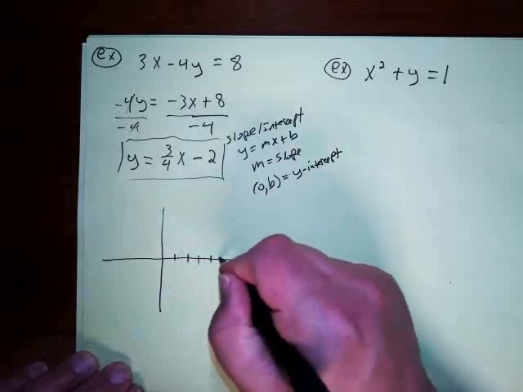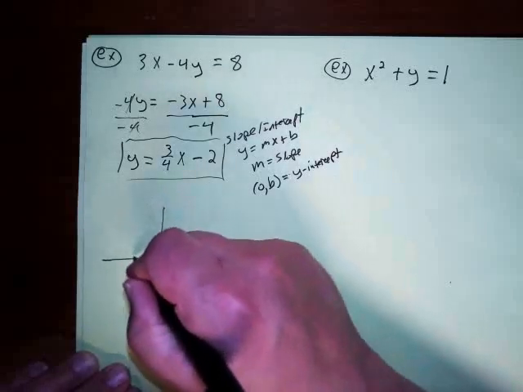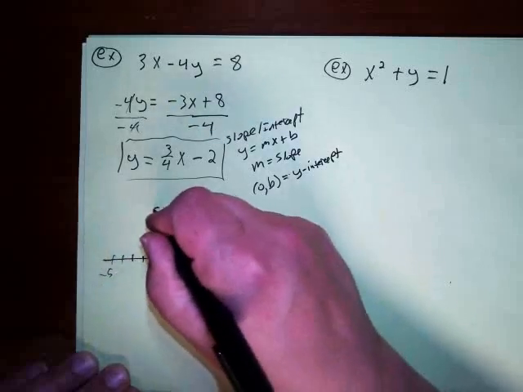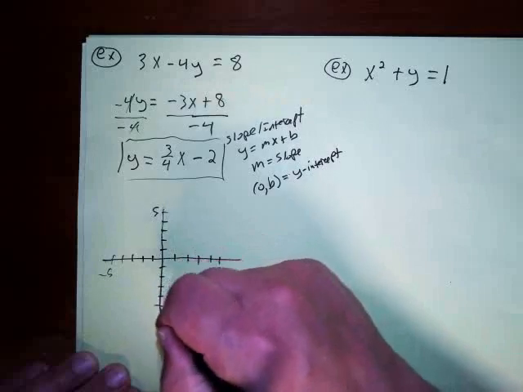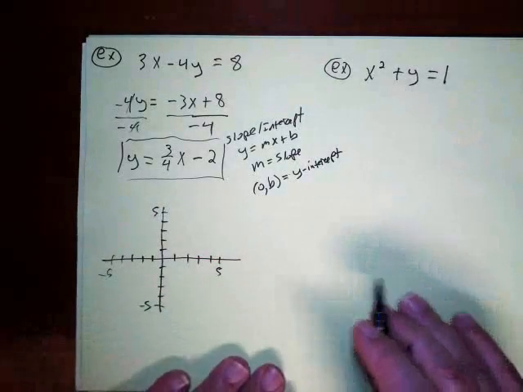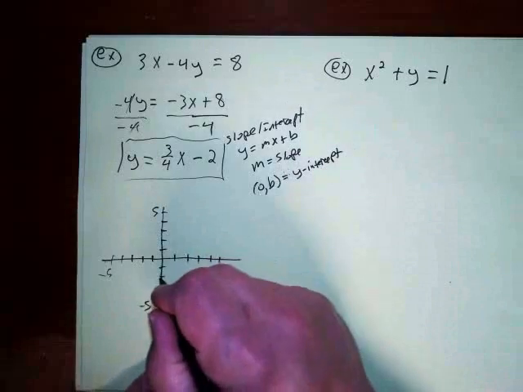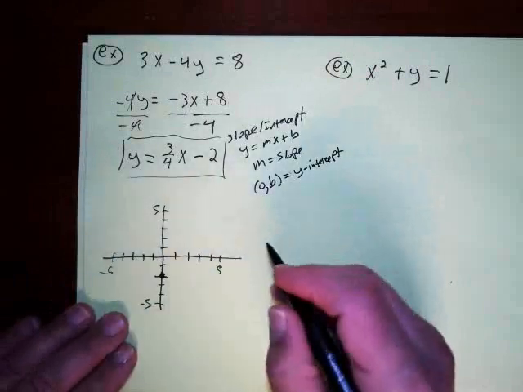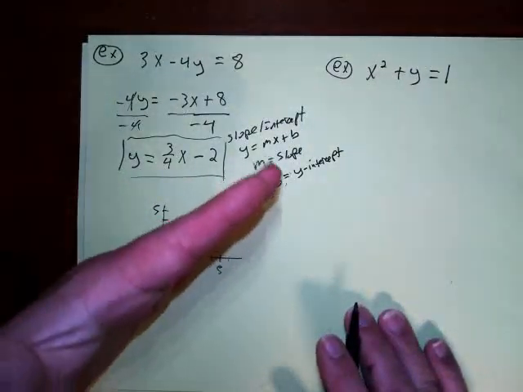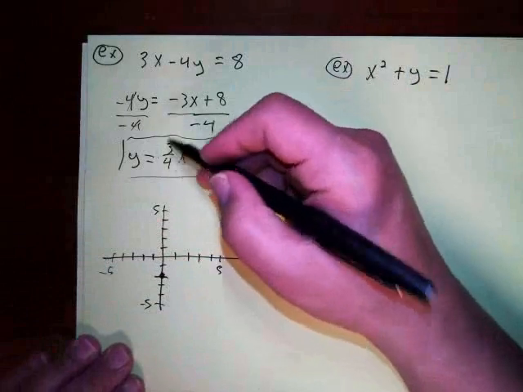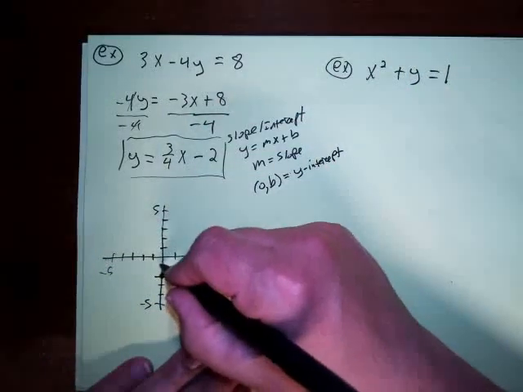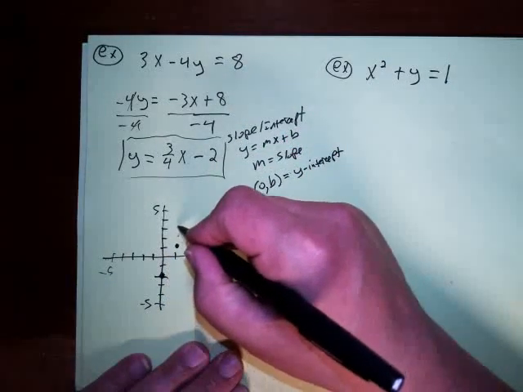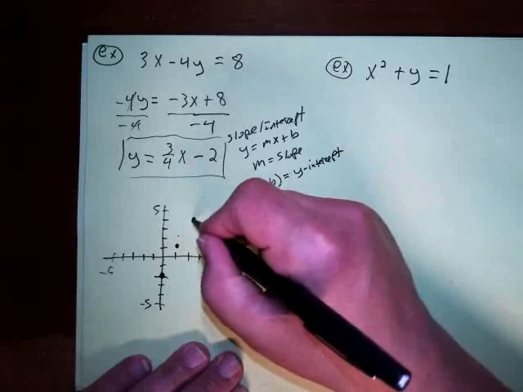Okay, my y-intercept is -2, so I'm going to start right down here, and my line is going to cross my y-axis there. But now the question is, how is it tilted? That 3/4 tells me that I'm going to go up 3 for every 1 I go over, and I'll get another point on the line.